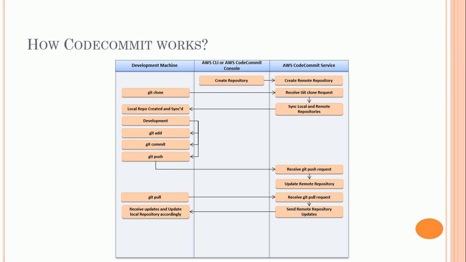AWS CodeCommit provides a console for the easy creation of repositories and the listing of existing repositories and branches. So through the CLI or console, we can see all the branches and repositories, and the CodeCommit service will receive the request and send the updates. So it will provide the up-to-date version of them. So this is how we can use the AWS CLI or AWS CodeCommit console to track and manage repositories. Now let's move ahead and see how we can create a repository in the AWS CodeCommit console.